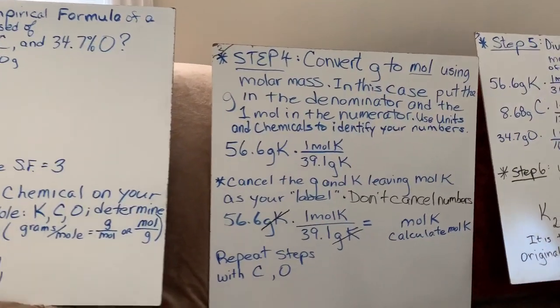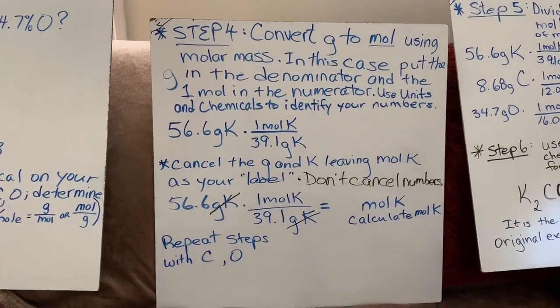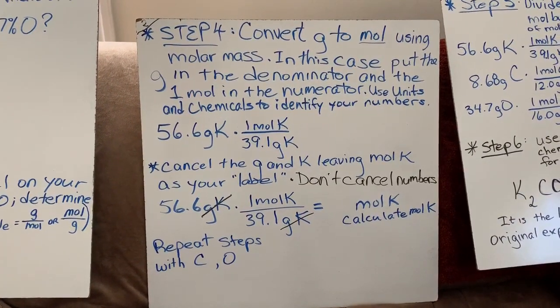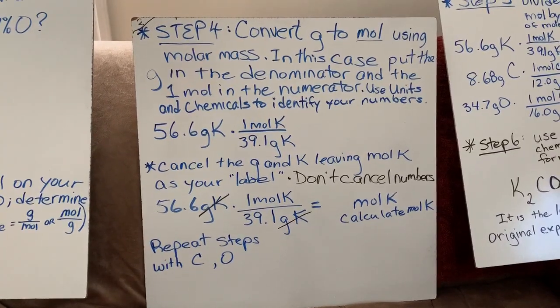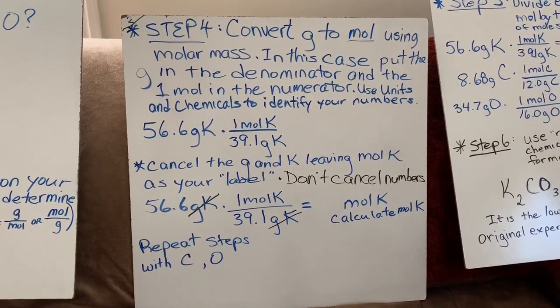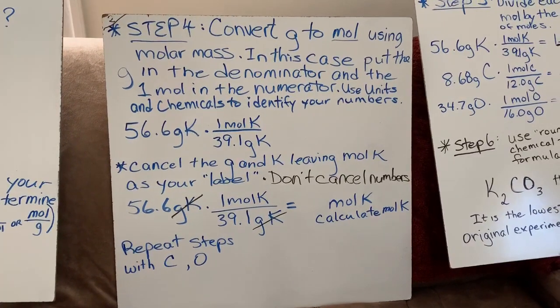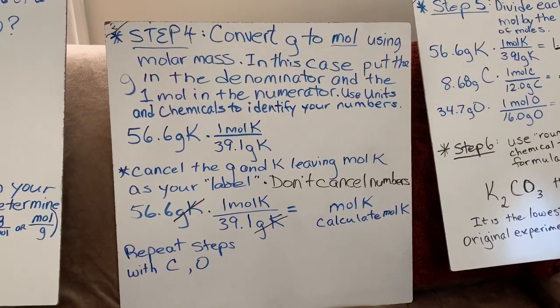So for step 4, we're going to convert the grams to moles using the molar mass. In this case, we'll put the grams in the denominator and the 1 mole in the numerator, using units and chemicals to identify our numbers. So there's the first example.